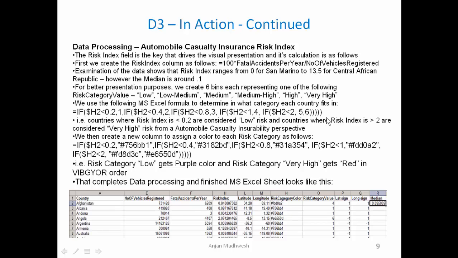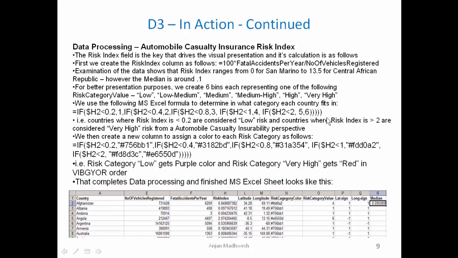Now, examination of this data shows that risk index ranges from 0 for a country like San Marino to 13.5 for Central African. However, the median is around 0.1%. So this is going to be a challenge to basically try and use this kind of information to plot. So we are going to first of all divide all of these countries into different bins as we spoke about.